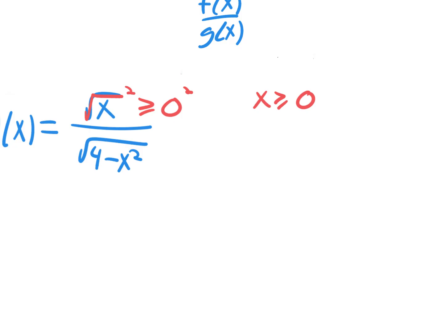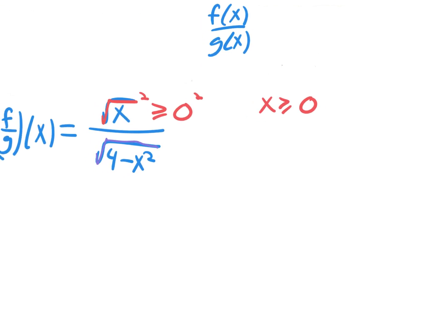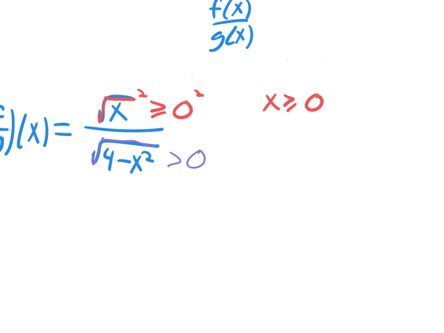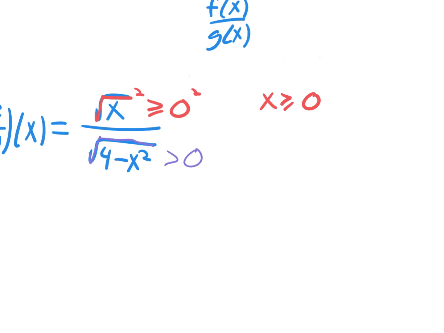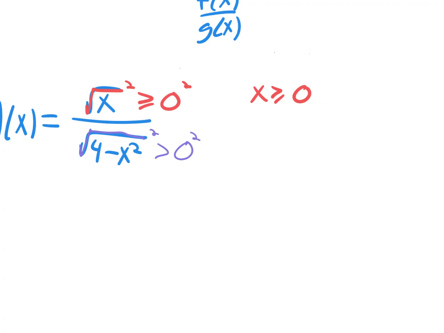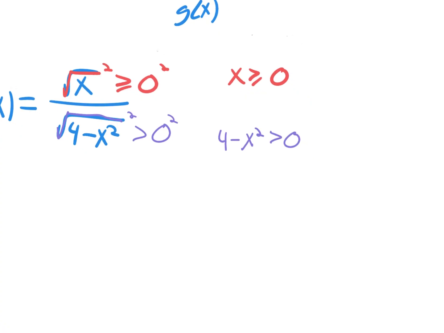All right, what's our domain restriction on the bottom? The bottom can never be what? Good, right? The bottom can't be 0, but this one is also under a radical, so what else can it not be? Good, right? So I'm going to set the bottom strictly greater than 0. When you square both sides, you're going to get 4 minus x squared is greater than 0, strictly greater than. All right, and then we can go ahead and add x squared to both sides. You're going to get 4 is greater than x squared.